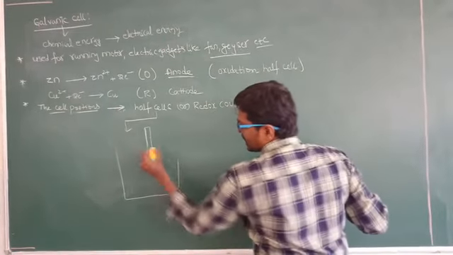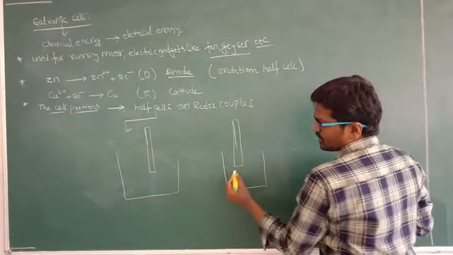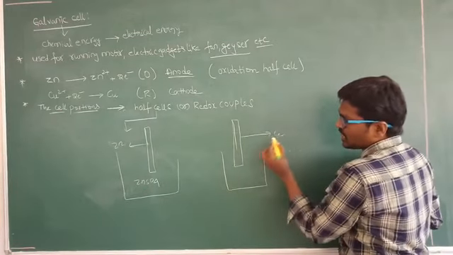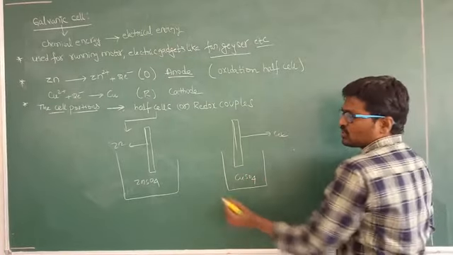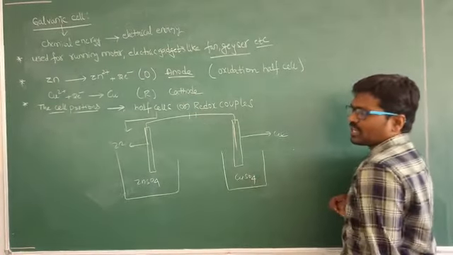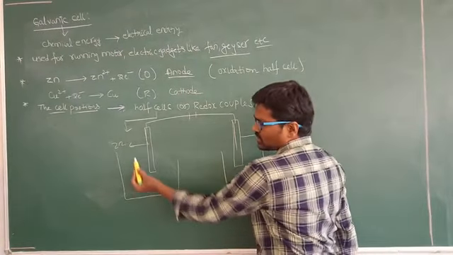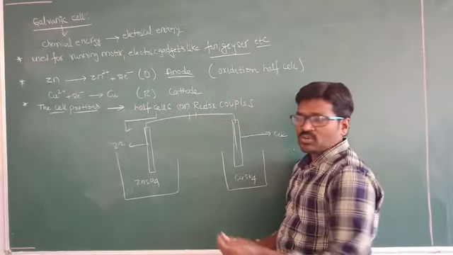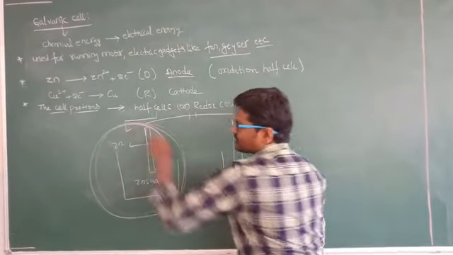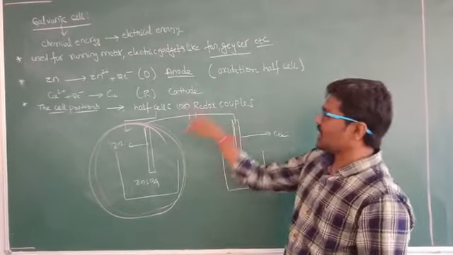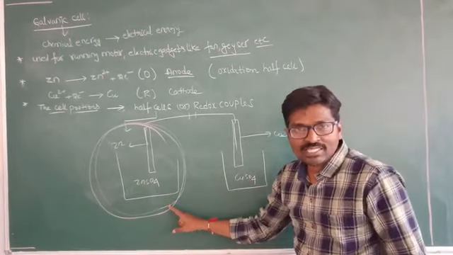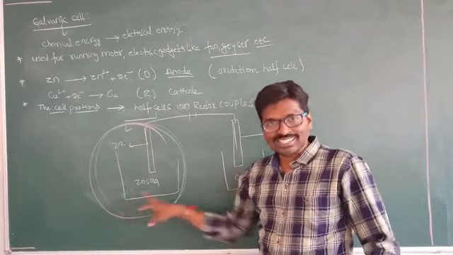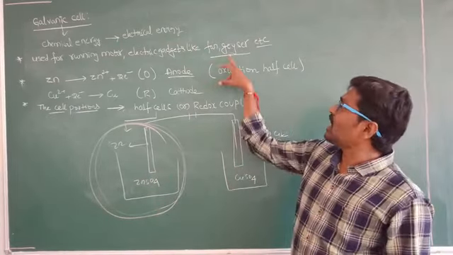Here we have taken the zinc rod dipped in zinc sulfate solution, and the copper rod dipped in the copper sulfate solution. They are connected by a wire. Whenever this zinc rod is dipped in the zinc sulfate solution, we observe oxidation. Due to that reason, this cell is called the oxidation half cell, because here we observe the oxidation.